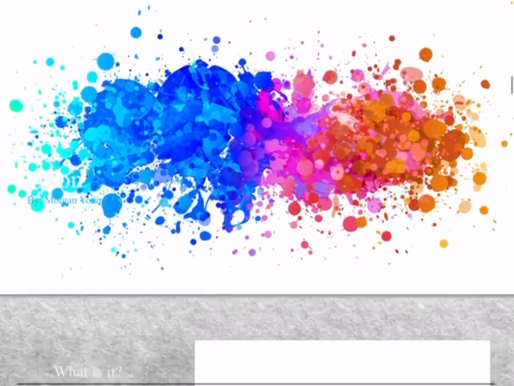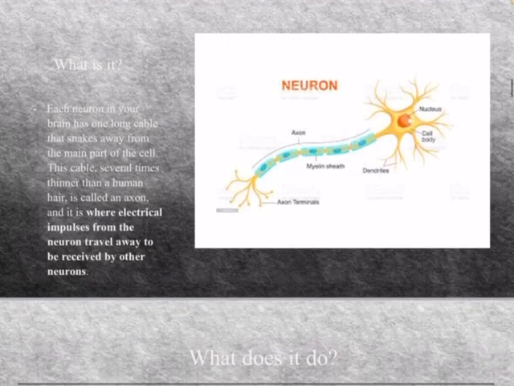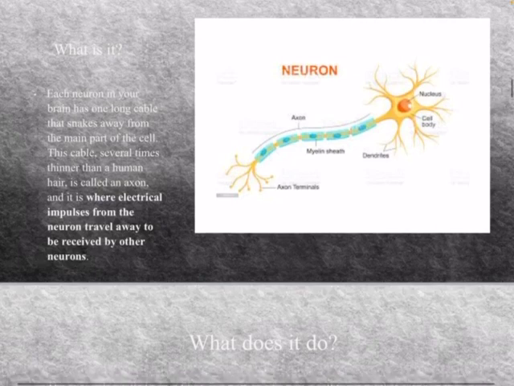The axon. Each neuron in your brain has one long cable that snakes away from the main part of the cell. This cable, several times thinner than a human hair, is called an axon, and it is where electrical impulses from the neuron travel away to be received by other neurons.